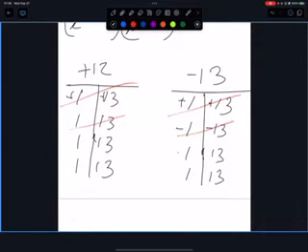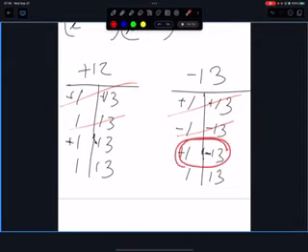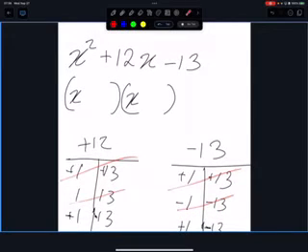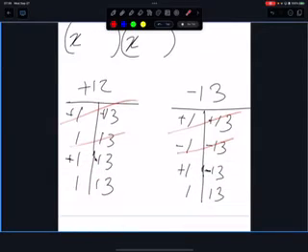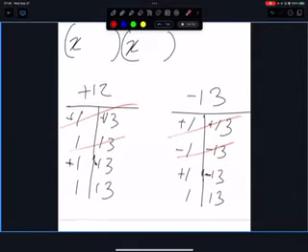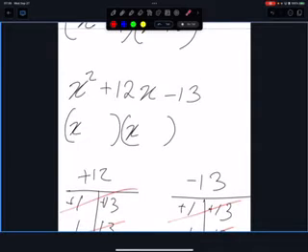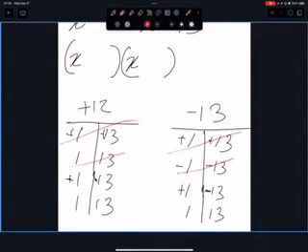Then you have positive, negative. When you multiply 1 and minus 13, it's negative 13, correct. But if you add them together, it's negative 12. I'm looking for positive 12. So this is not an answer. So I'm looking for negative 1.